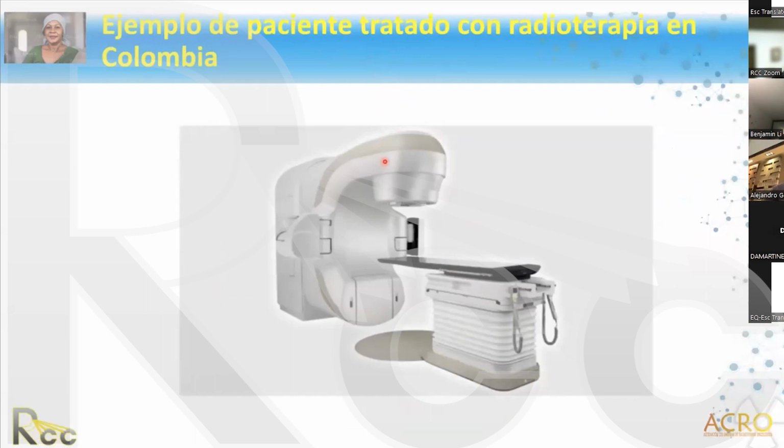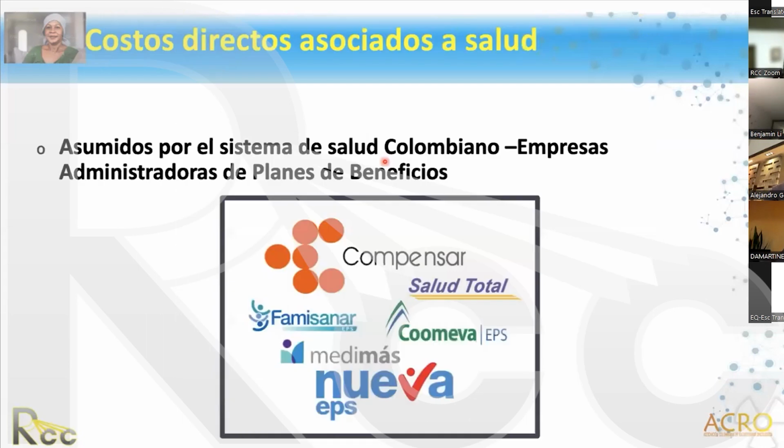So let's place this into perspective: the cost, and how we as oncologists could impact the cost. I'm going to use an example, the example of Colombia. In this particular case, we have many participants from different countries, so each country might have different characteristics in the system, but this might be an interesting example for those in Latin America. In Colombia, direct costs of healthcare are paid 100% by the Colombian health system.